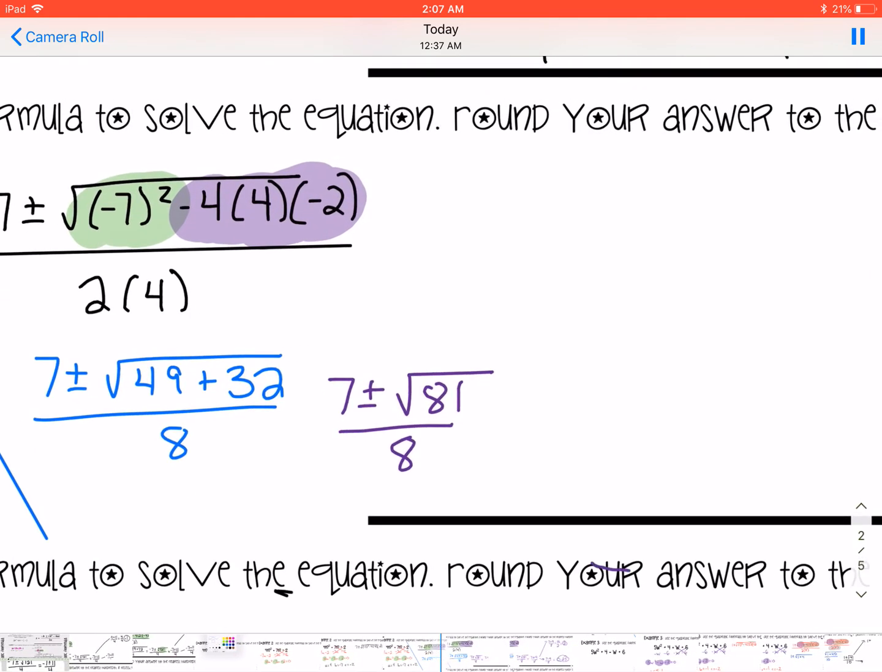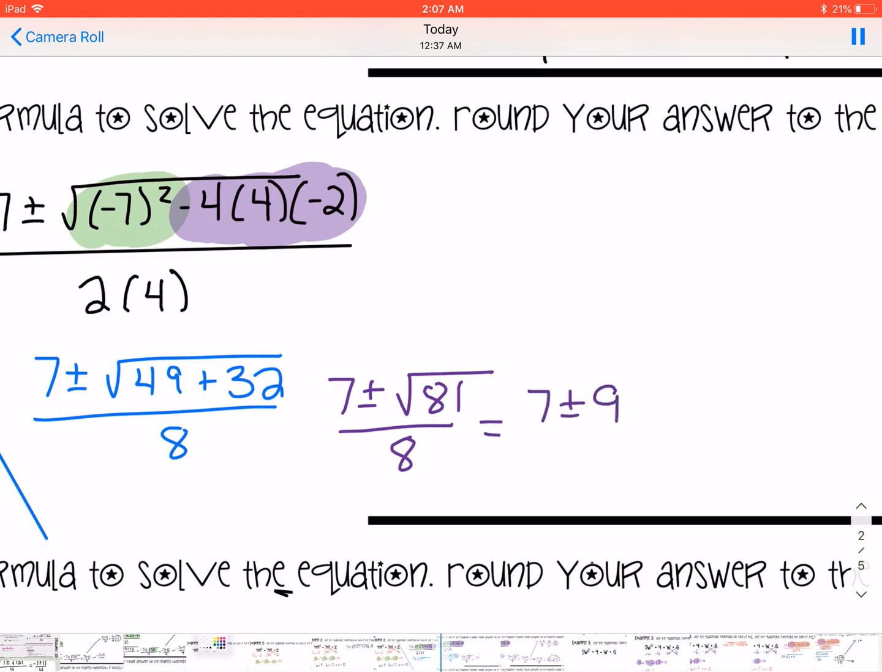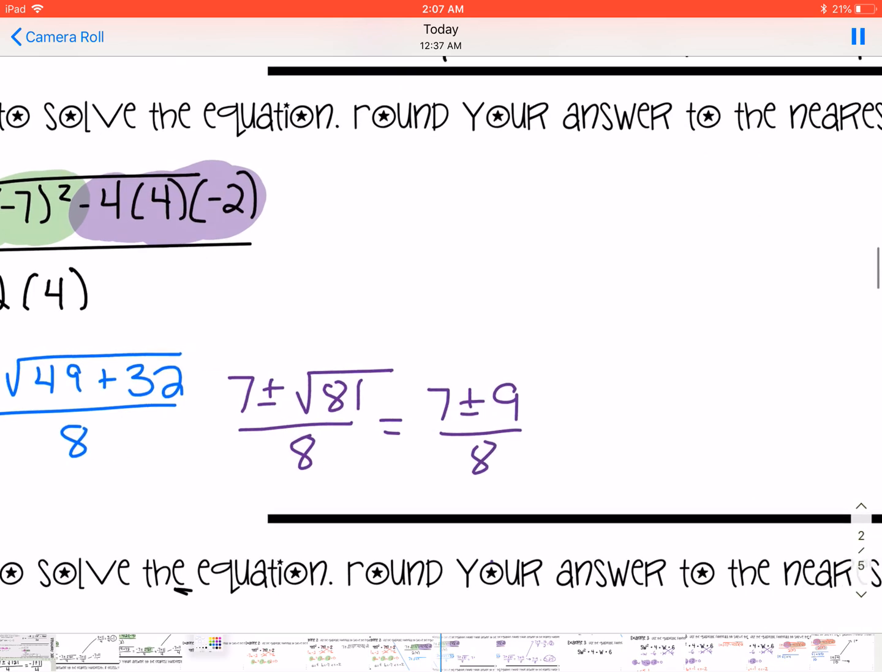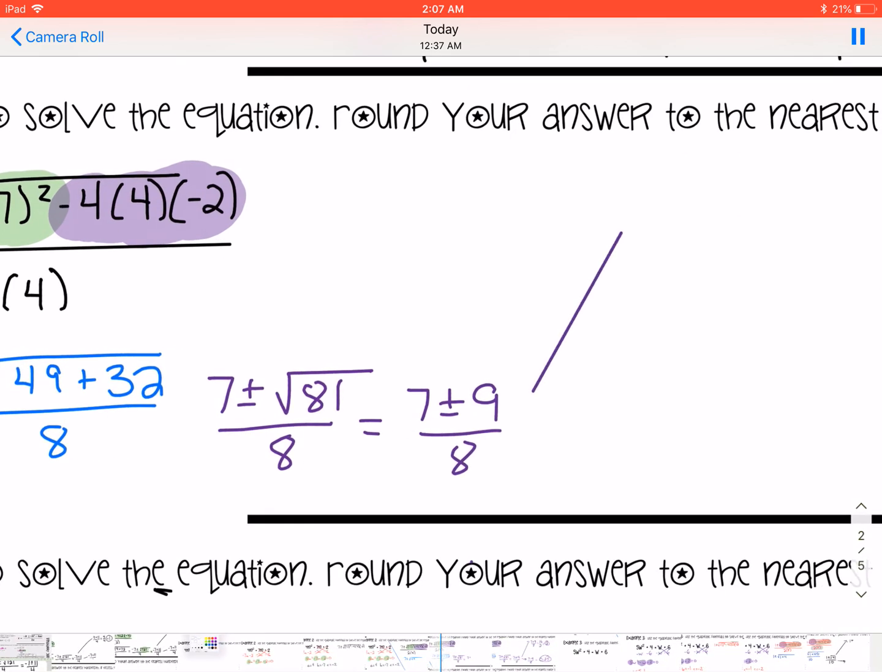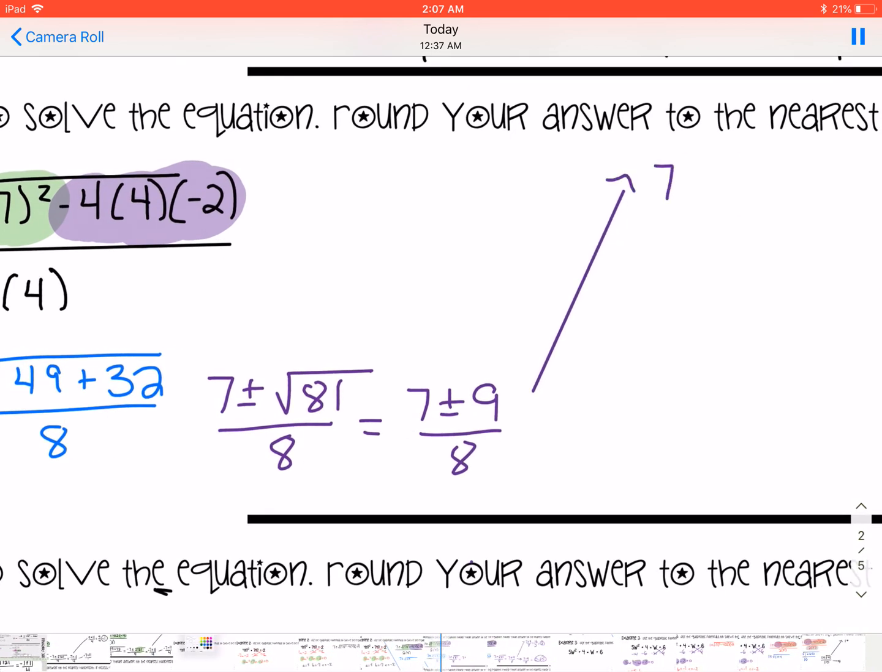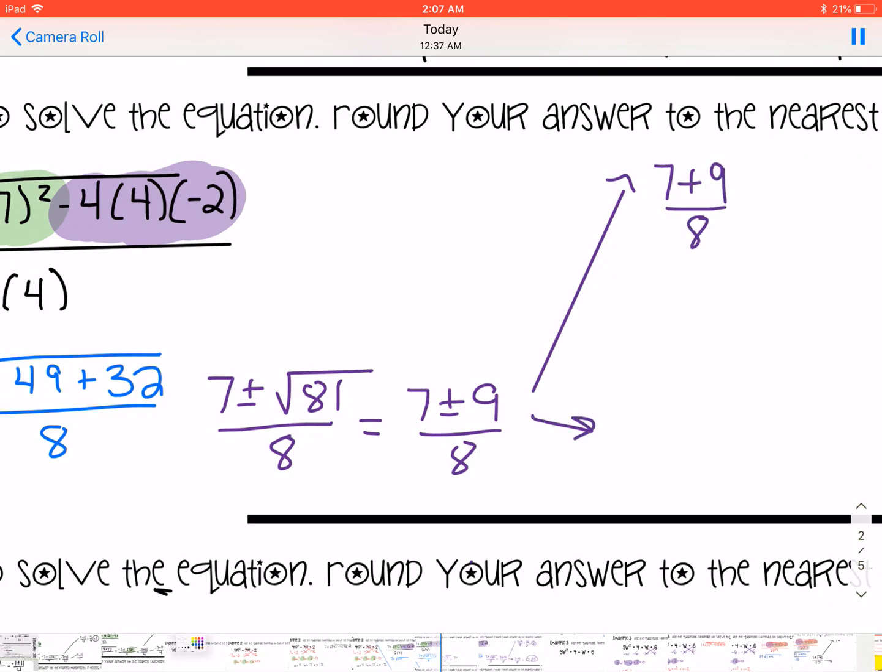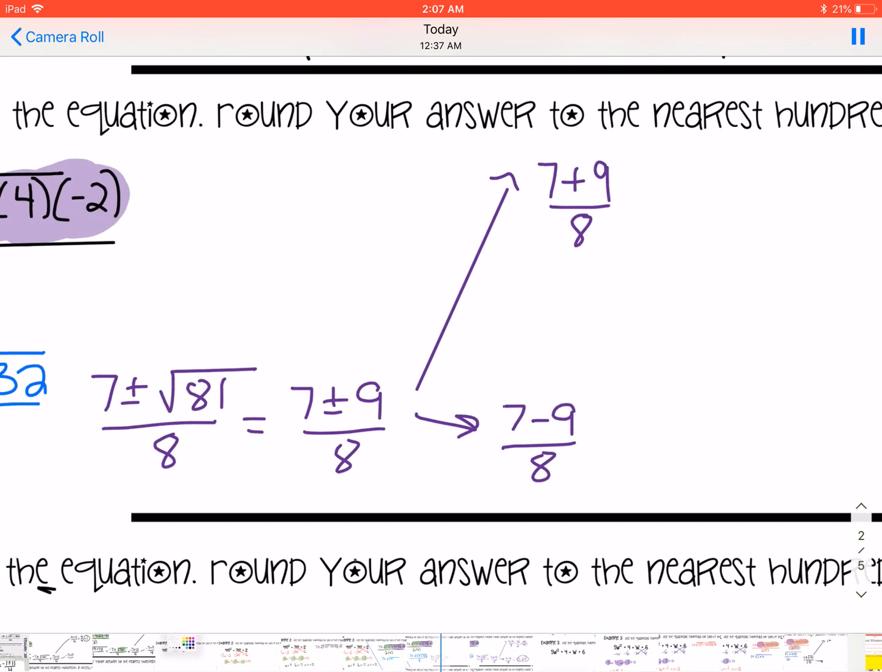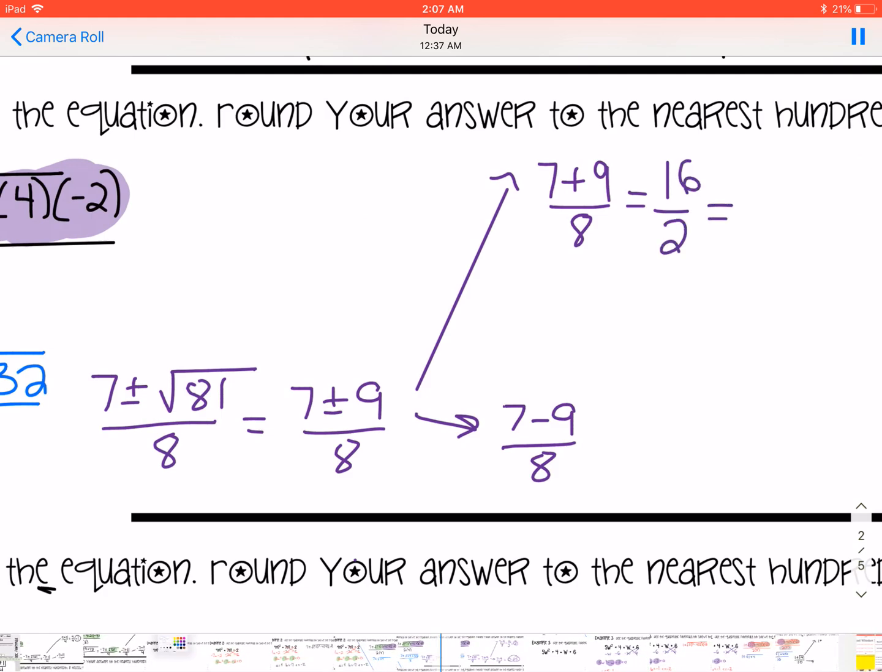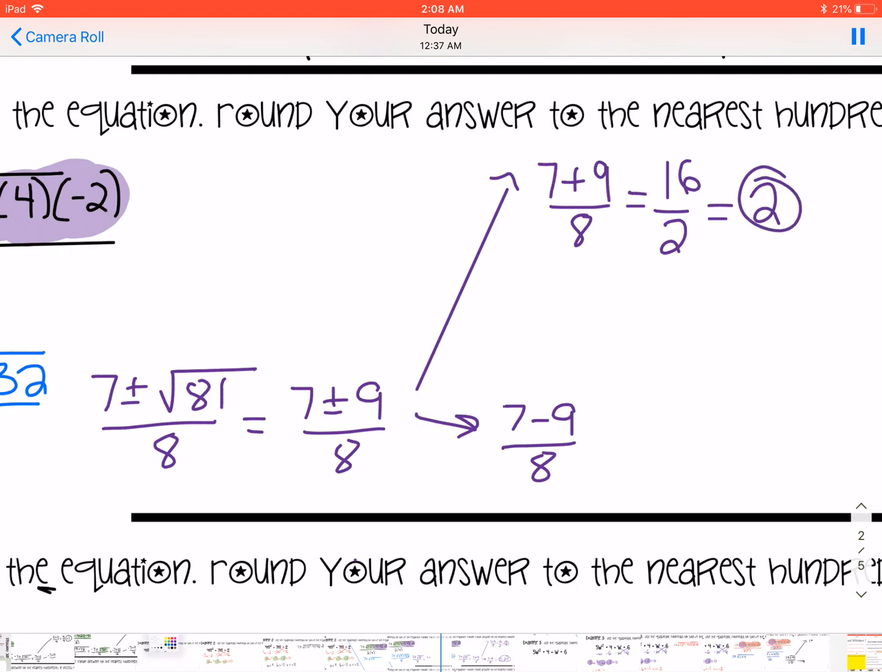which is the same as 7 plus or minus 9, all over 8. So now I have to break this up into two parts. I have to say, okay, what happens when I have 7 plus 9 over 8? And what happens when I have 7 minus 9 over 8? Well, up top, that'd be the same as 16 over 8, which equals 2, and 7 minus 9 over 8 would equal -0.25.